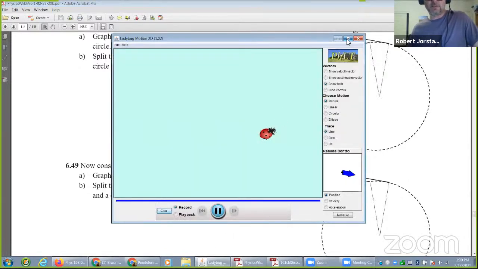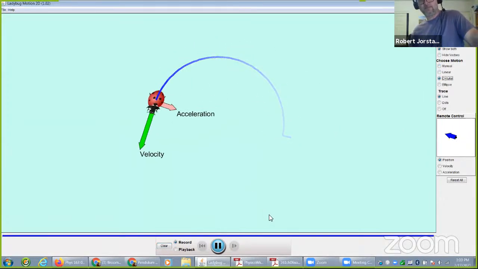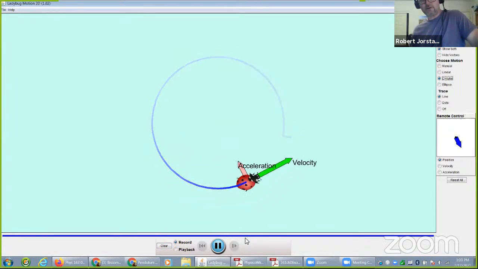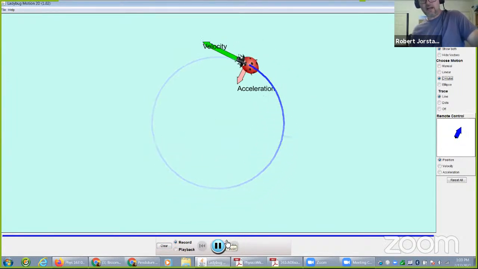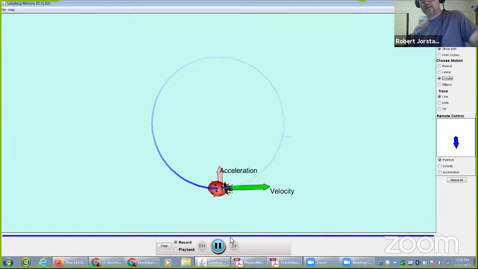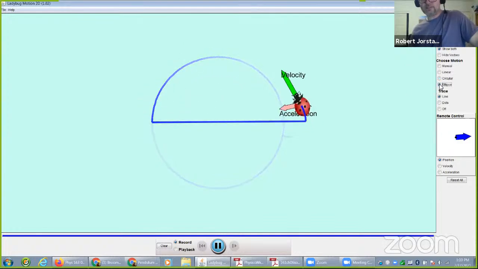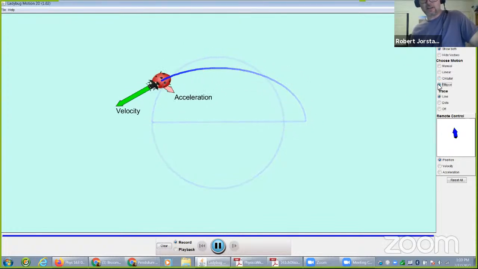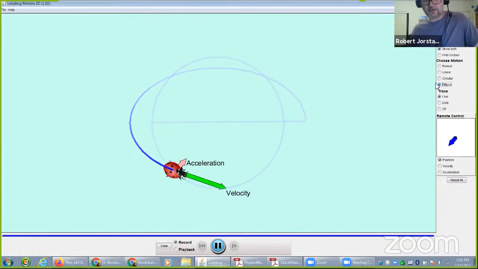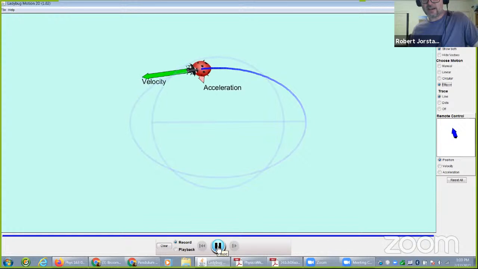This is a simulation you could use, right? So if I look at this thing and I have it moving in circular motion, we see right now the velocity is always tangent to the circle and the acceleration is towards the center in this case. What if we move in an ellipse? This is where things get tricky. Notice the acceleration vector doesn't always point exactly towards the center. Do you see that?